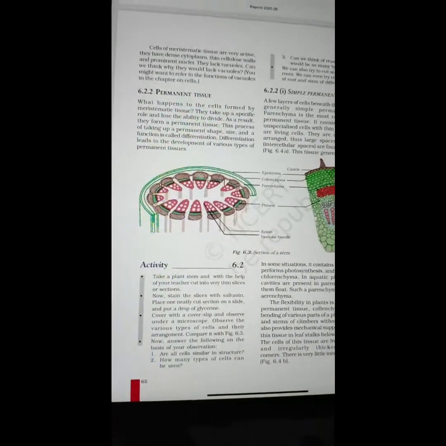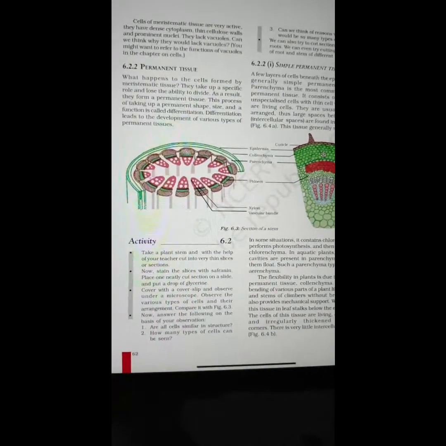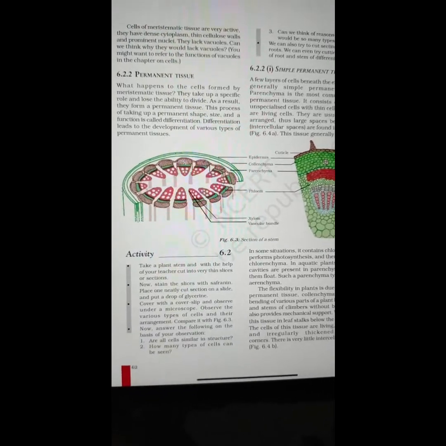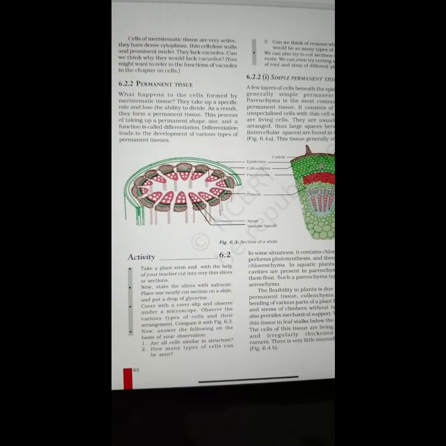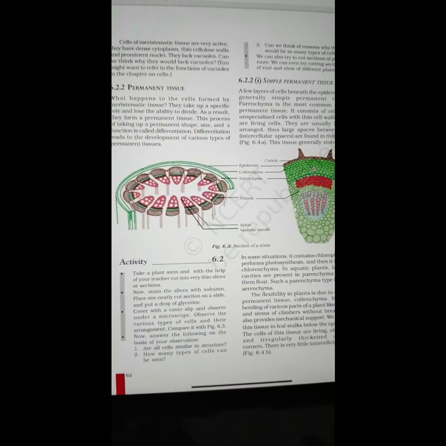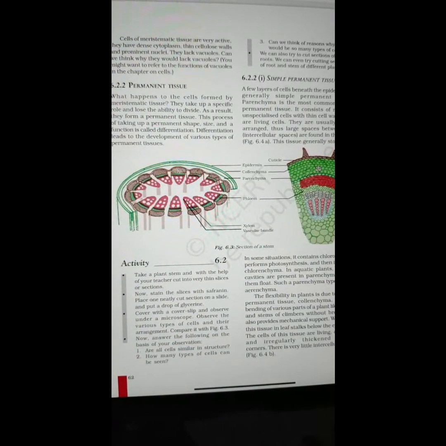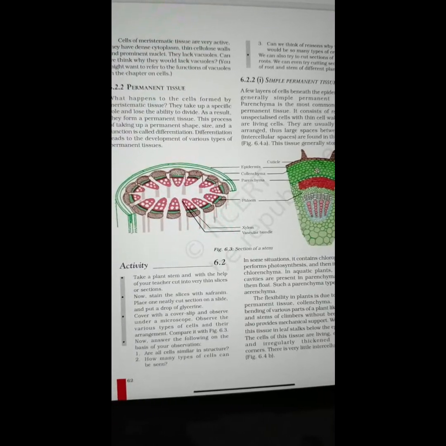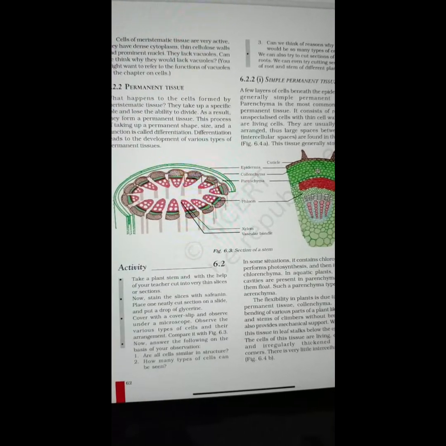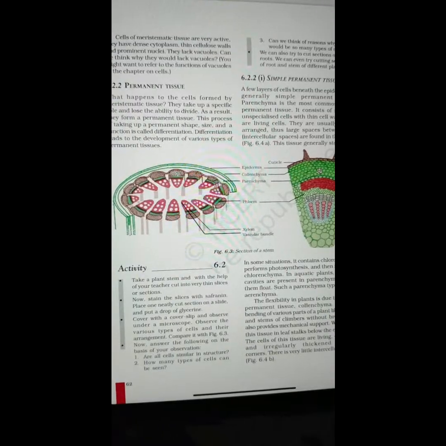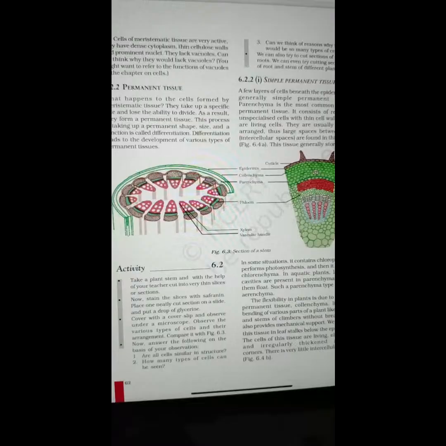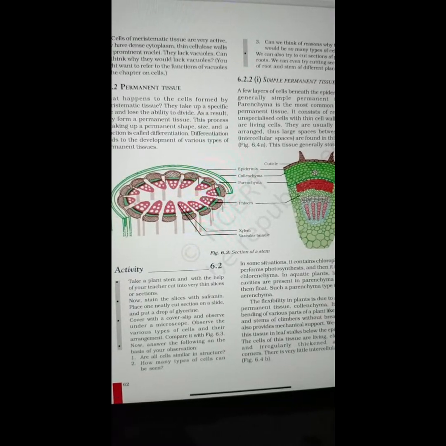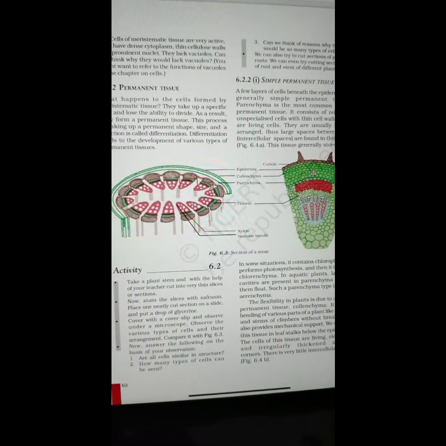Now let's come on to the activity 6.2. I hope the screen is visible. Take a plant stem with the help of your teacher, cut into very thin slices or sections. Now, stain the slices with safranin, place one neatly cut section on a slide and put a drop of glycerin. Cover with a cover slip and observe under a microscope. Observe the various types of cells and their arrangement.